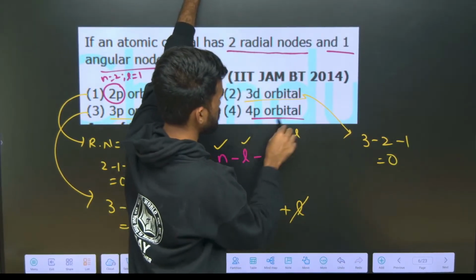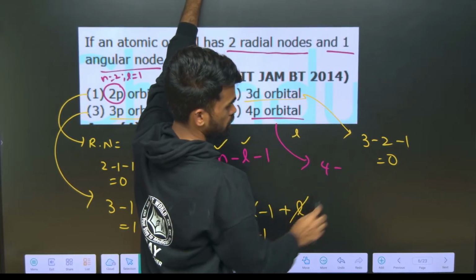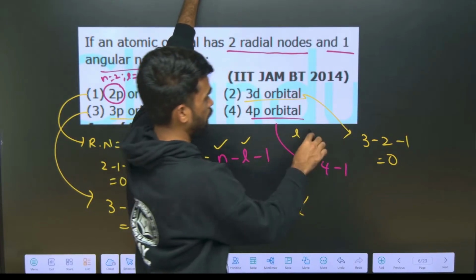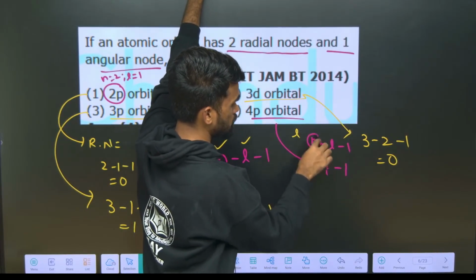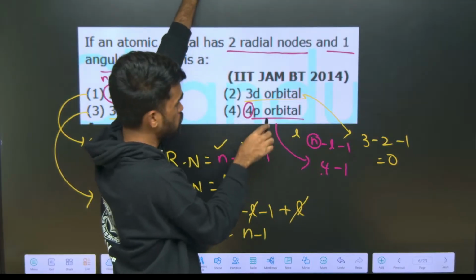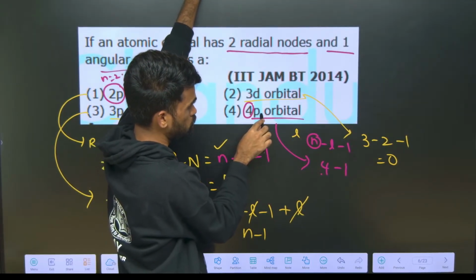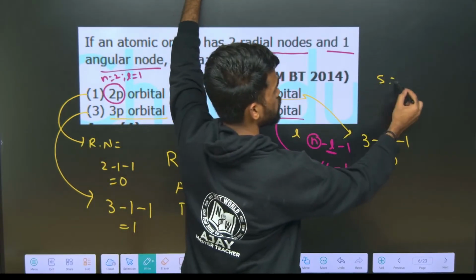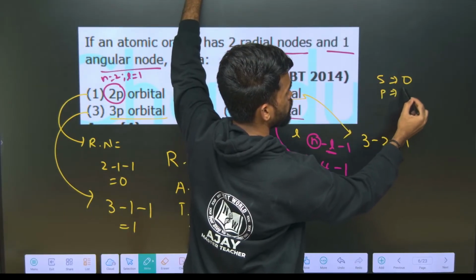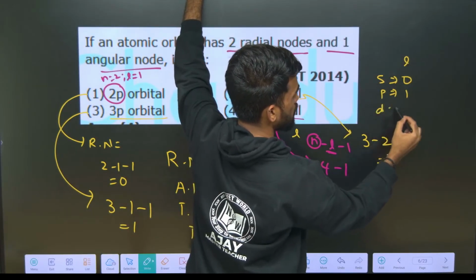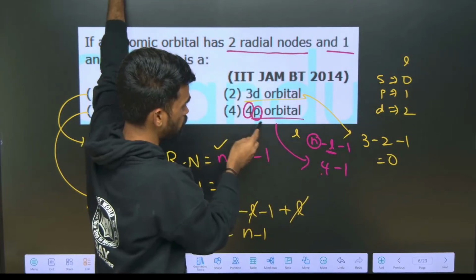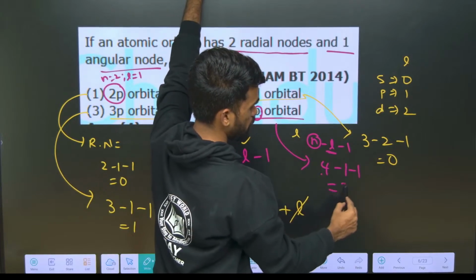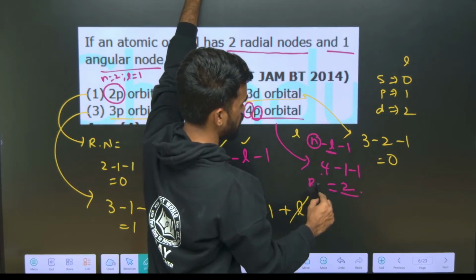And for this, 4P. The radial node formula is n minus L minus 1. n is 4 for 4P here. What is the azimuthal quantum number L? S is 0, for P we are saying L value 1, for D we are saying 2, like this. So what is the L value for P? 1. So 4 minus 1 minus 1 will be 2. So 2 radial nodes we got in this case.